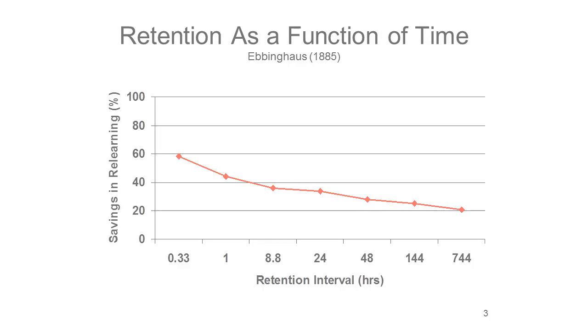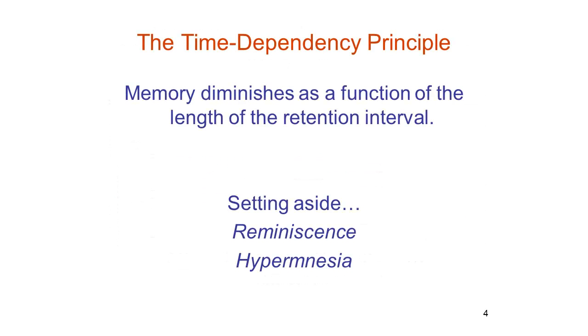retention interval. Ebbinghaus's finding illustrates what we'll call the time dependency principle in memory, which states simply that memory for an event is an inverse function, a negative function, of the length of the retention interval between storage and retrieval.